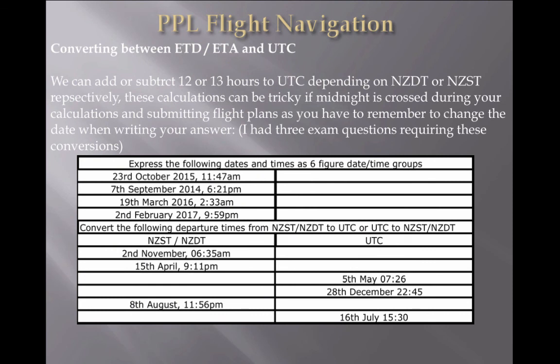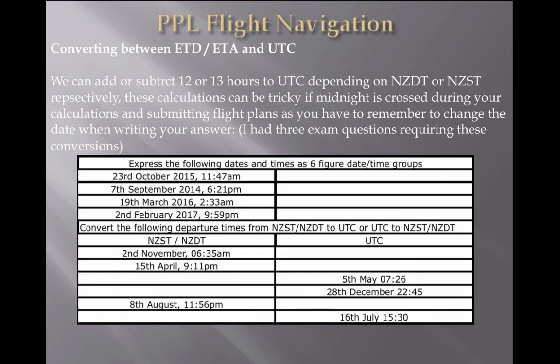enough. We can add or subtract 12 or 13 hours from New Zealand to UTC, depending on whether it's daylight savings or standard time. These calculations can be tricky if midnight is crossed during your calculations of submitting flight plans, as you have to remember to change the date when writing your answers. And as I've said here, I have 3 questions relating to this. So one is UTC time on flight plans, another 2 questions on conversions of being able to do the 2.